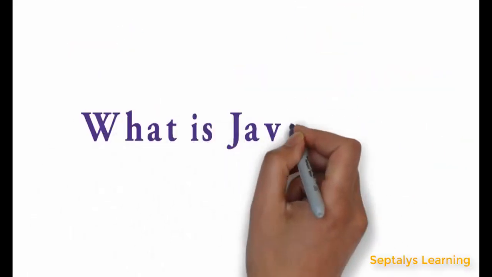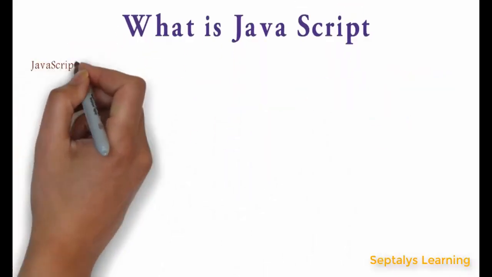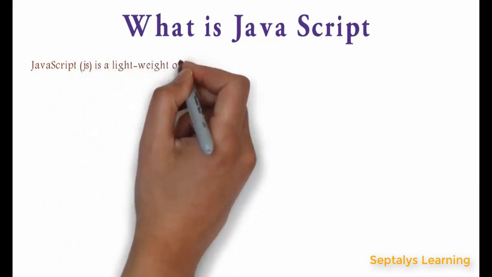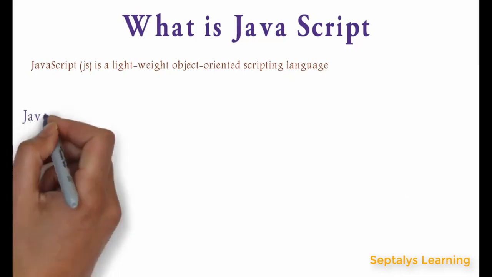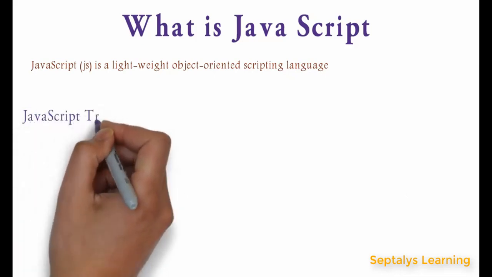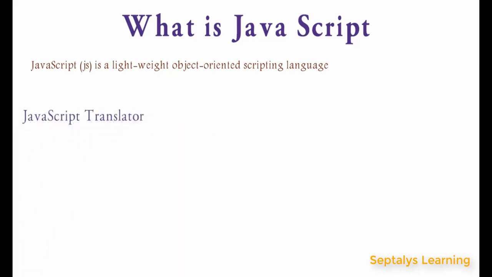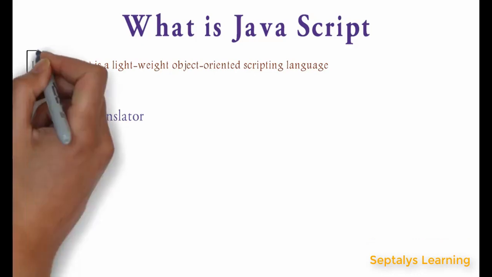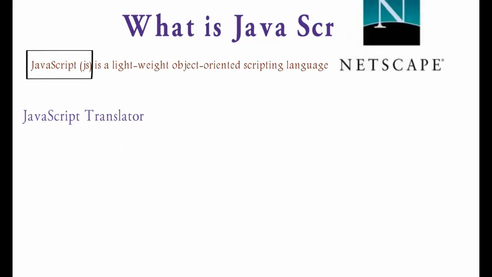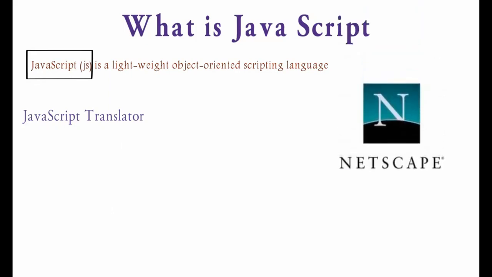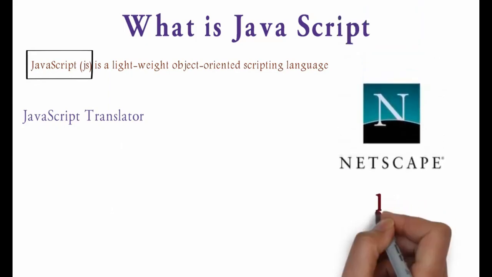What is JavaScript? JavaScript is a lightweight object-oriented scripting language which is used by several websites for scripting the web pages. The JavaScript translator is embedded in the browser and it is responsible for translating the JavaScript code for web browsers. JavaScript programming language was developed by Netscape in 1995.